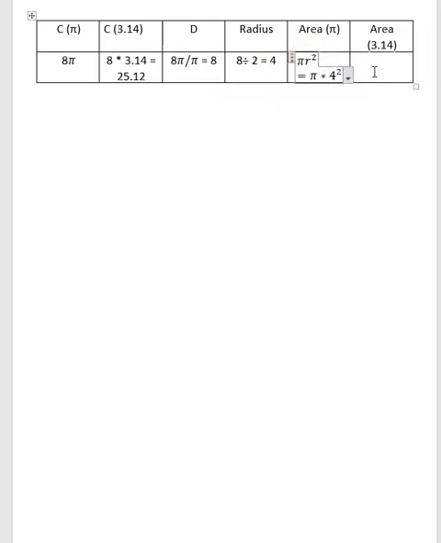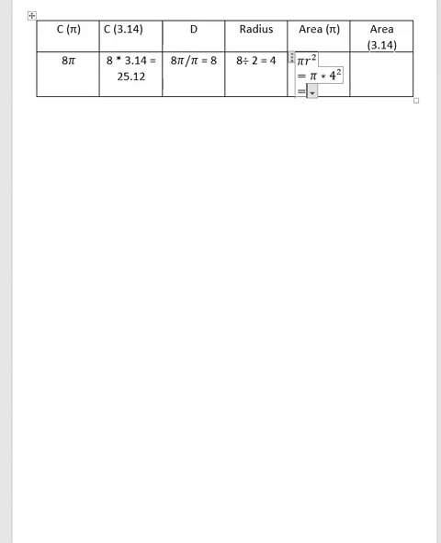So pi times 4 squared is 4 times 4, so that is going to be 16 pi. And for the approximate, we do 16 and replace the pi symbol with 3.14. So 16 times 3.14 is 50.24. So we started with an exact circumference, and we went all the way down to area.